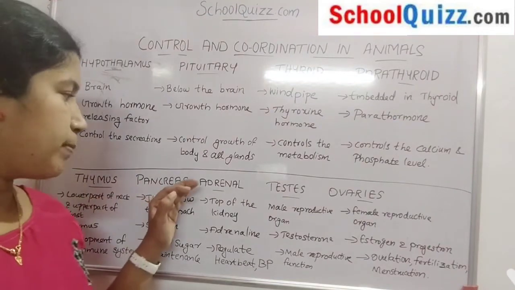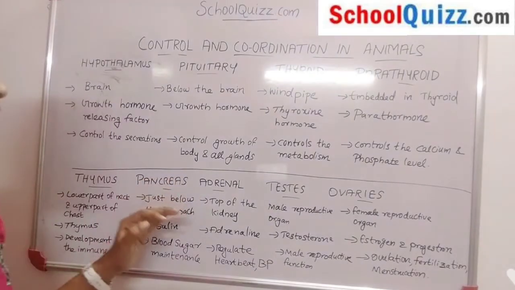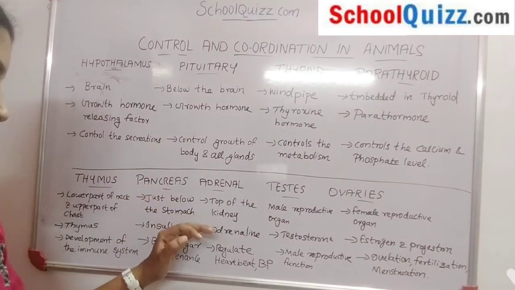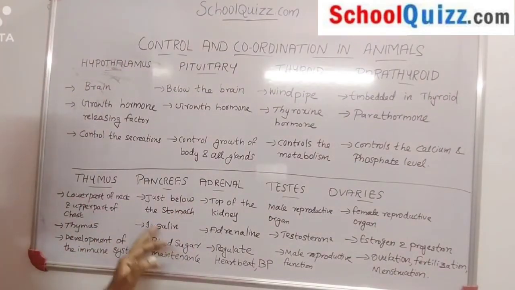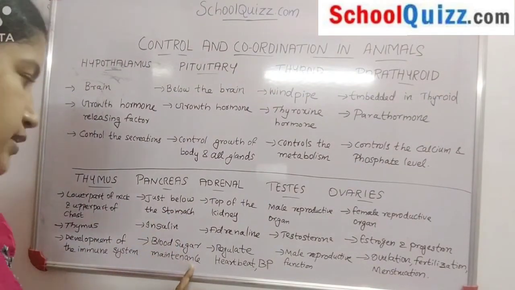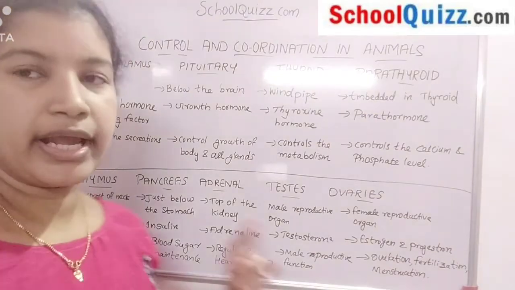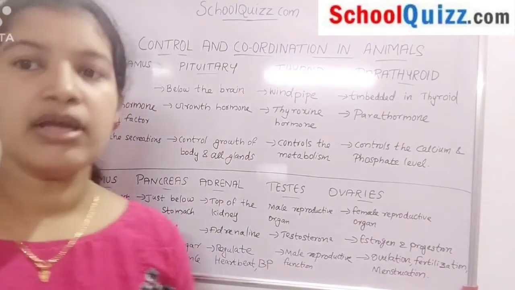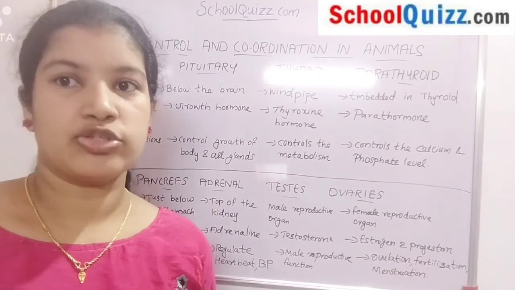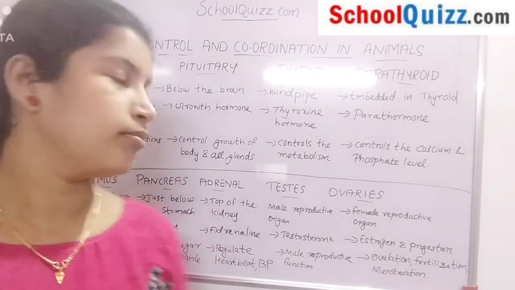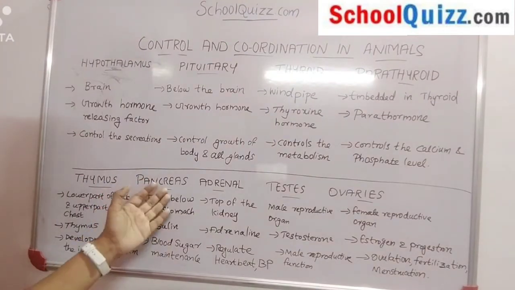Then let's move on to the pancreas gland. Pancreas is present just below the stomach. It produces insulin, and the insulin helps in blood sugar maintenance. Insulin helps in blood sugar maintenance by being produced when excess blood sugar is present in our blood. Okay, so this is about pancreas.